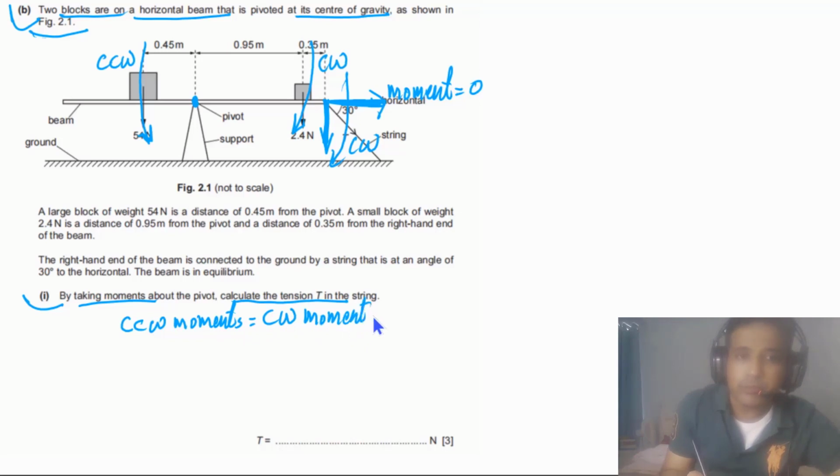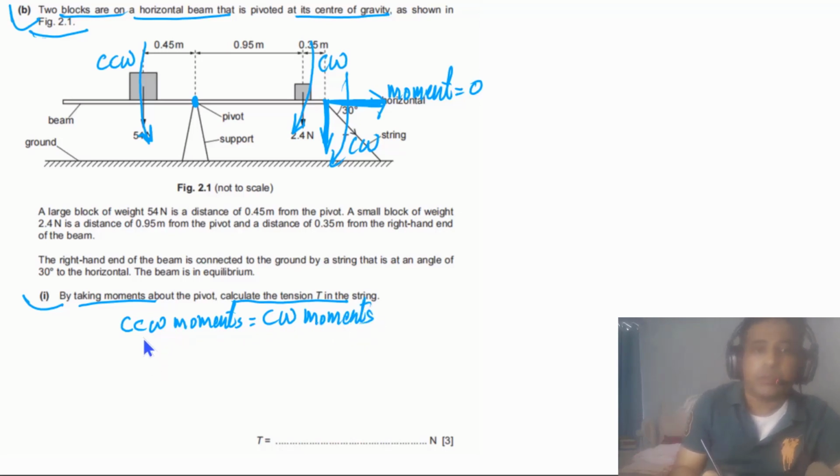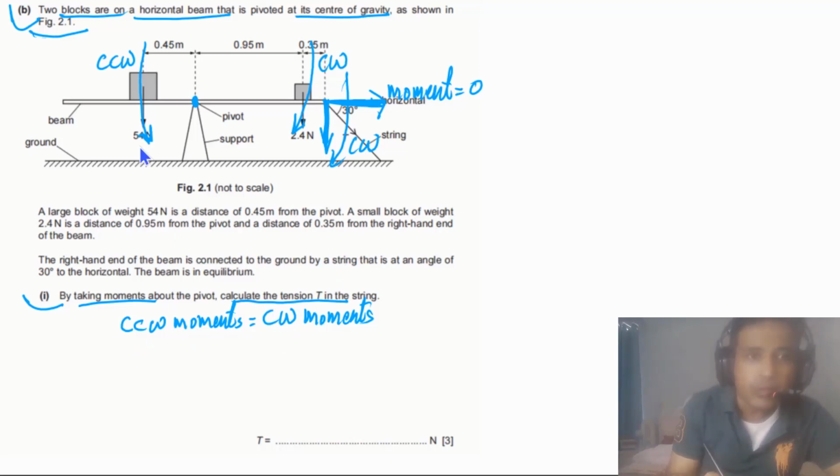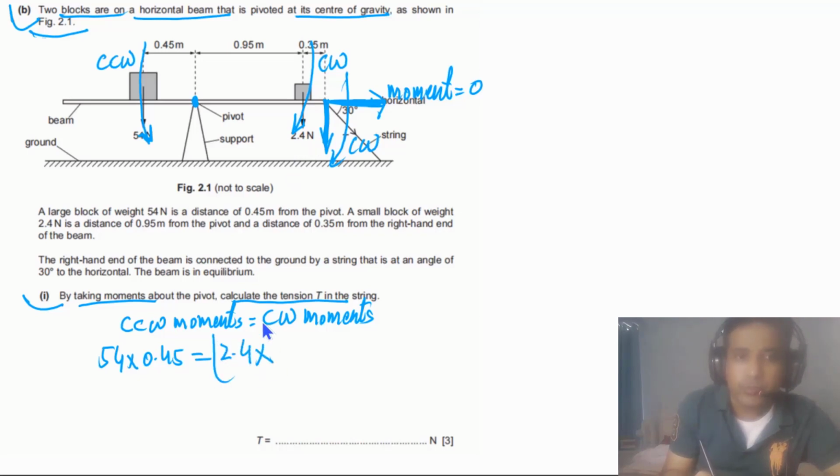The sum of counterclockwise moments has to be equal to the sum of clockwise moments. Counterclockwise we have 54 and the perpendicular distance is 0.45, and the moment due to 2.4, this is clockwise, so we have 2.4 multiplied by the perpendicular distance between the pivot and the force, that is 0.95.